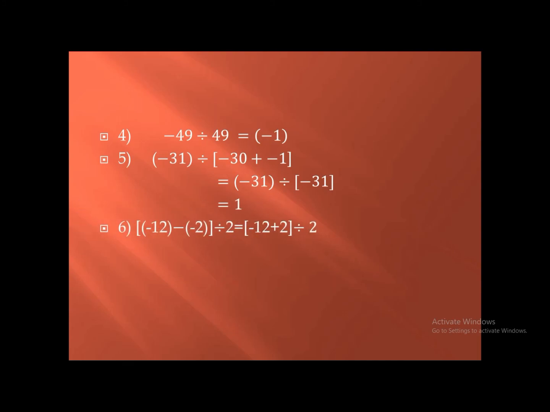Question 6, negative 12 minus minus 2, in brackets, divided by 2. Here also there is one bracket, and within the bracket there is subtraction. Add the additive inverse. Minus 12 plus 2, which is minus 10, and divided by 2. Negative divided by positive, that will be negative, and 10 divided by 2 is 5. So the answer is negative 5.